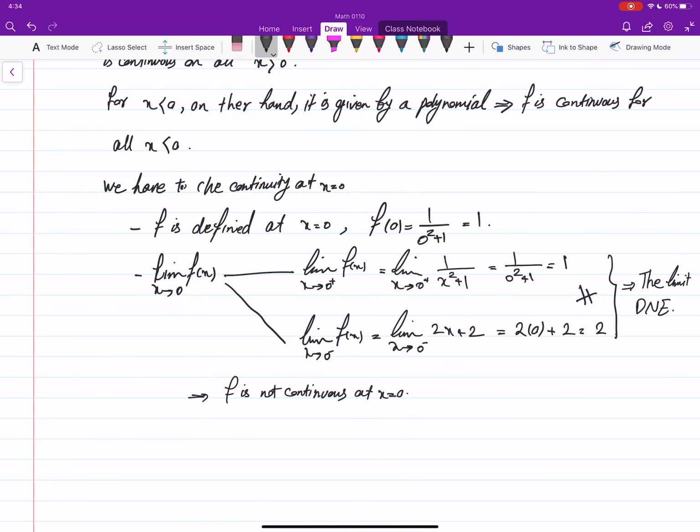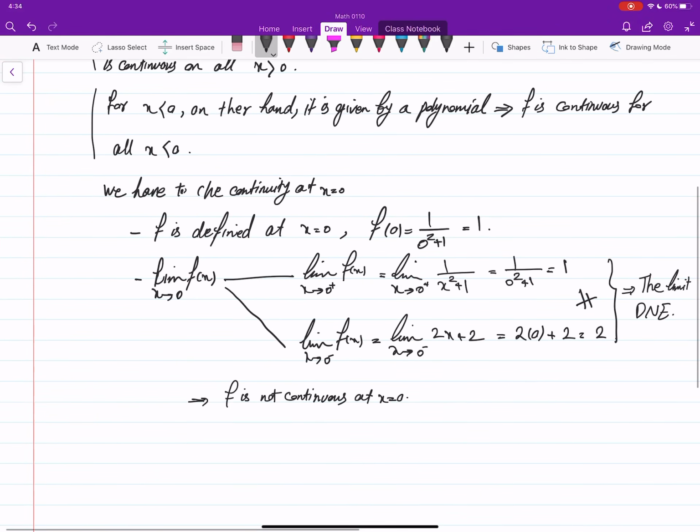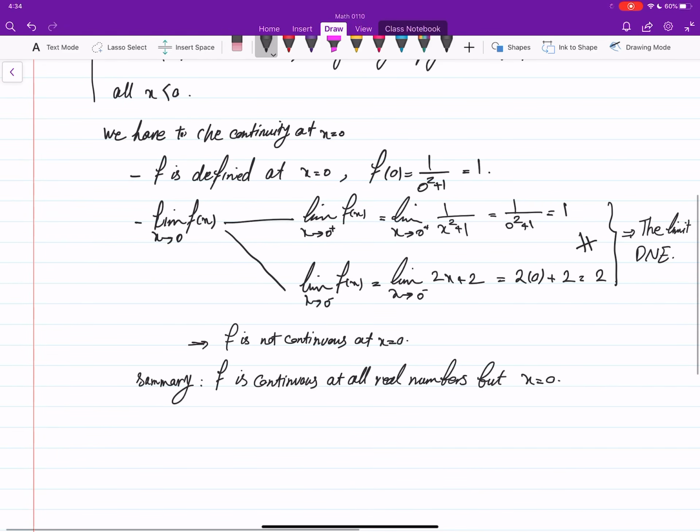So what we did find is that f is continuous for all x bigger than 0, for all x less than 0, but at 0 it is not continuous. So as a summary, f is continuous at all real numbers but x equal to 0. So that's a very typical example you will see us doing.